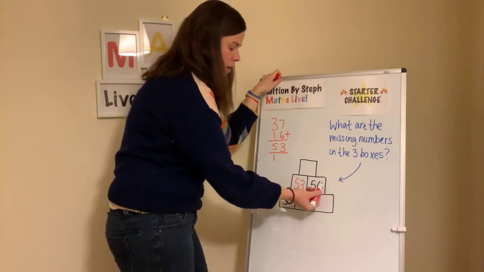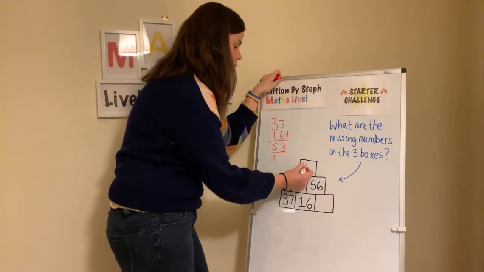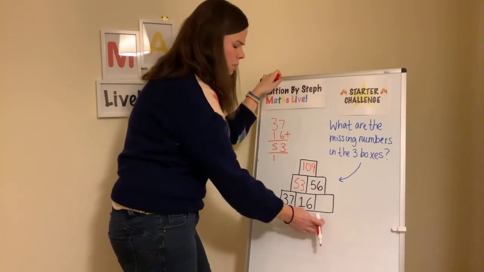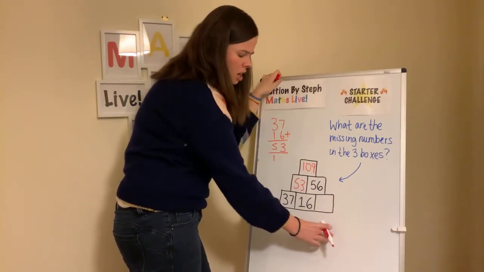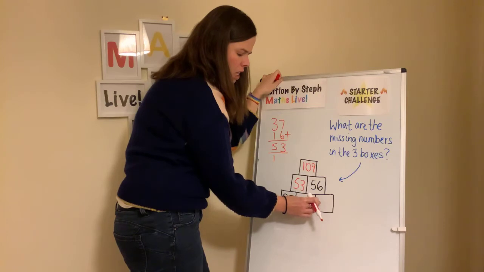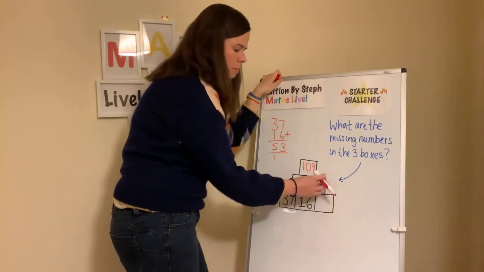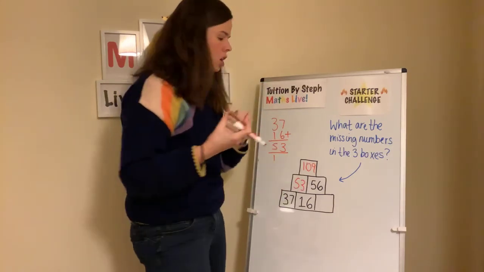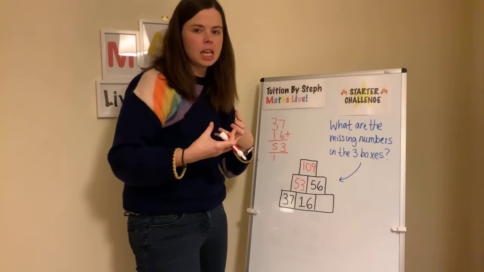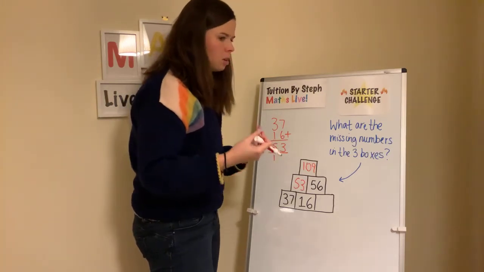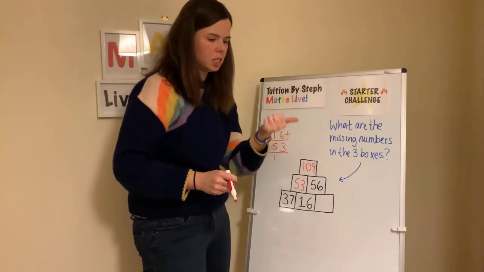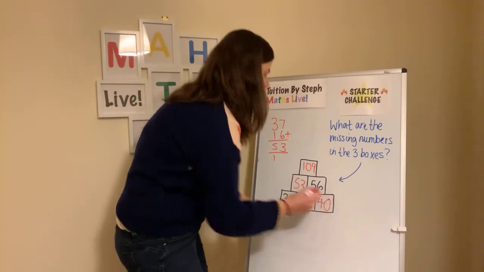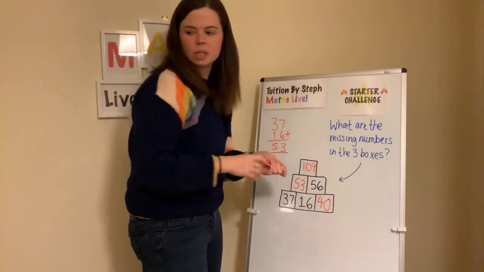So 53 plus 56 is 109. So we've got our top box. But how do we find this one? Because there isn't anything underneath. Now, we know that 16 add this number makes 56. So you actually have to do a bit of inverse operation. You have to think, what do you add to 16 to make 56? Well, if you count up from 16, 26, 36, 46, 56, 40. So if you haven't seen that before, that is called an addition pyramid.